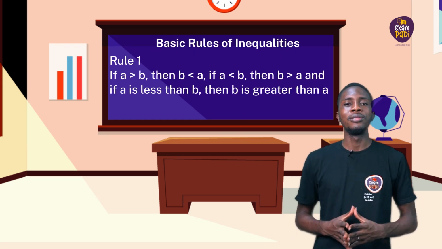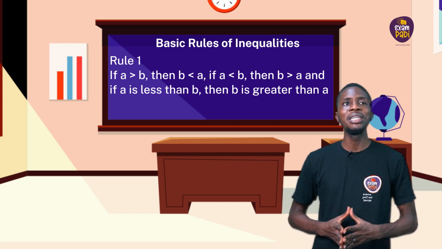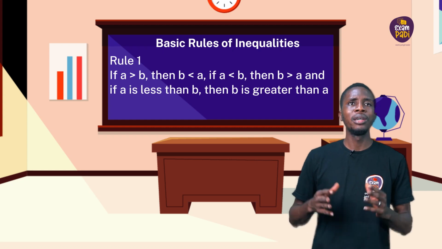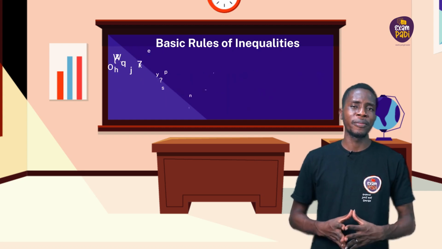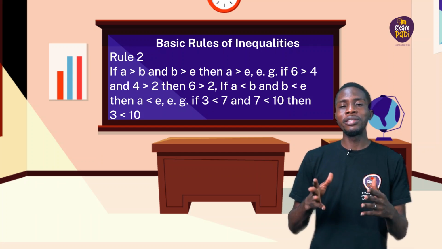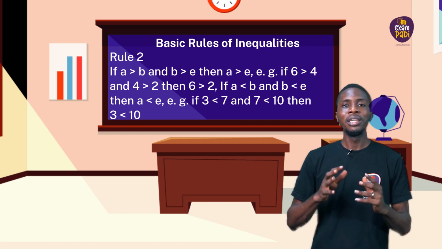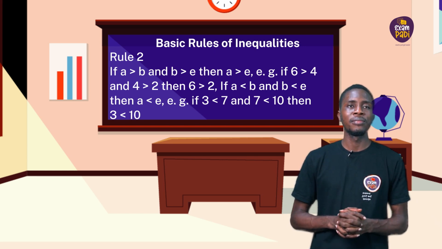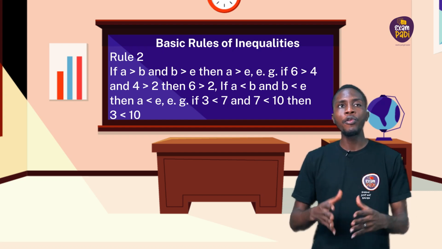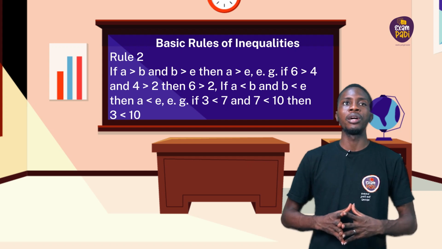Rule number 1. If A is greater than B, then B is less than A. If A is less than B, then B is greater than A. Rule number 2. If A is greater than B and B is greater than C, then A is greater than C. For example, if 6 is greater than 4 and 4 is greater than 2, we can then say that 6 is greater than 2.